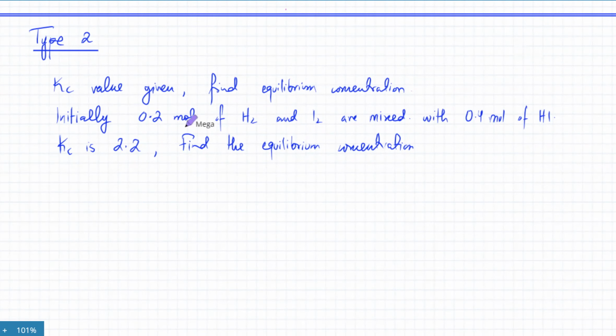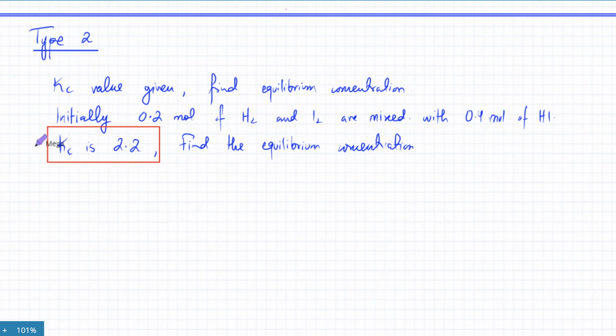Type 2 questions. Okay, one of the questions is already written in front of you. The Kc value is given, and you're supposed to figure out the equilibrium concentration. The initial moles are also provided, and they actually gave you the Kc value. So what you're trying to do now is not calculate Kc. The Kc value is already given.